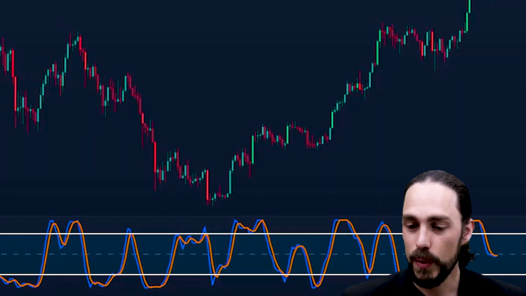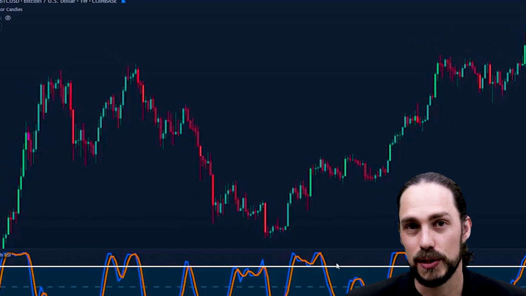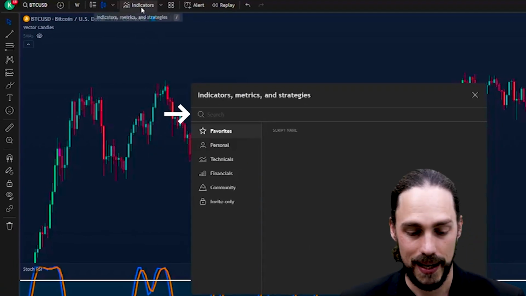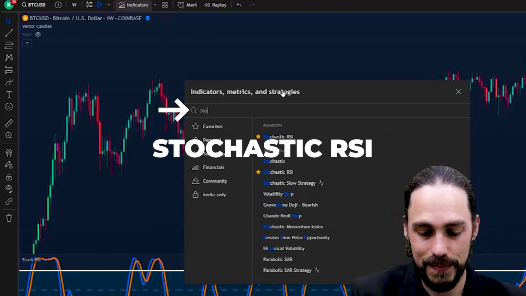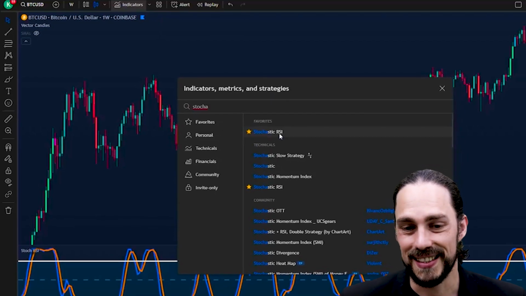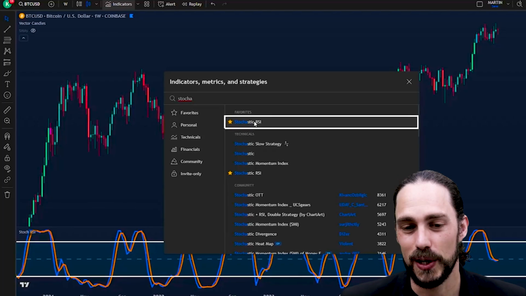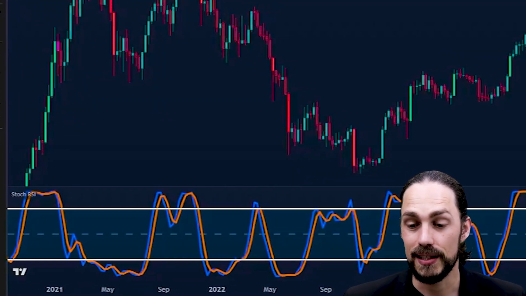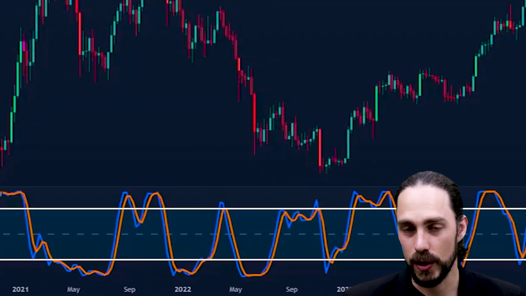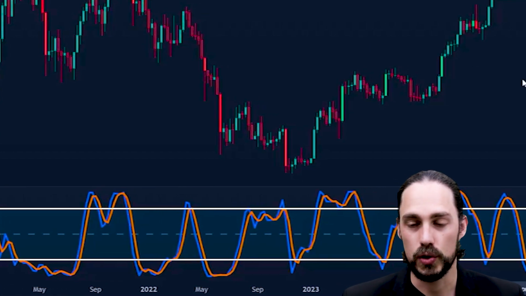I've gone ahead and opened up the Bitcoin chart on the 1 week on Coinbase, on TradingView, and how we can add the Stochastic RSI indicator to our chart is simply go to the Indicators tab and type in Stochastic RSI. And the one that we're looking for is this one over here. You can go ahead and favorite it if you like, but you can just add it to your chart by clicking on it. Now, the first thing is this is an oscillator, so it is a chart below the chart. It's not on top of the chart.